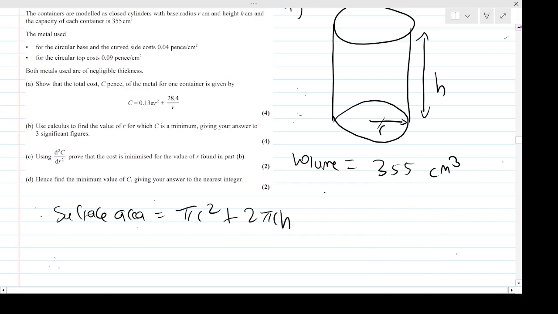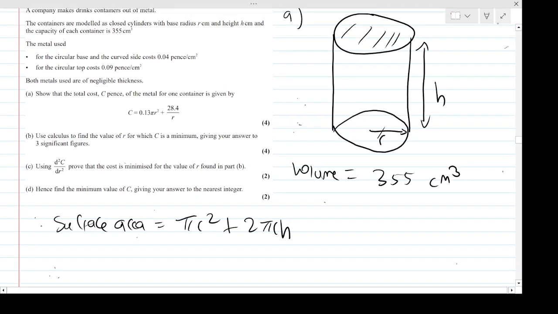Then lastly, obviously we've got the top, which is also the same circle. So that's also pi r squared. So that's my total surface area.